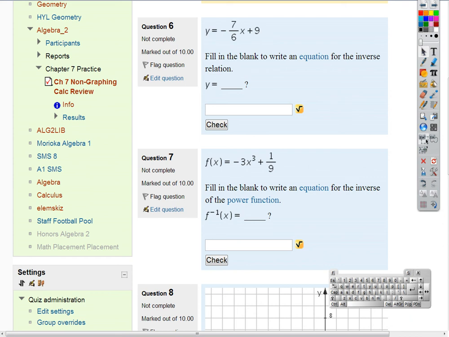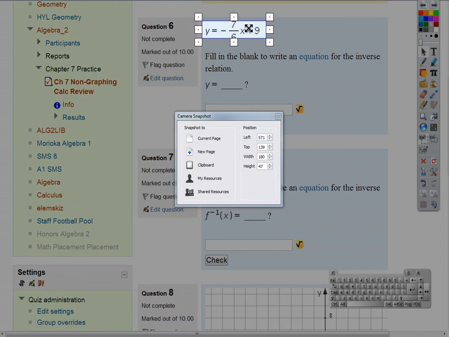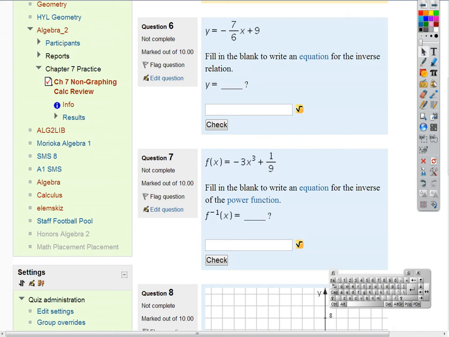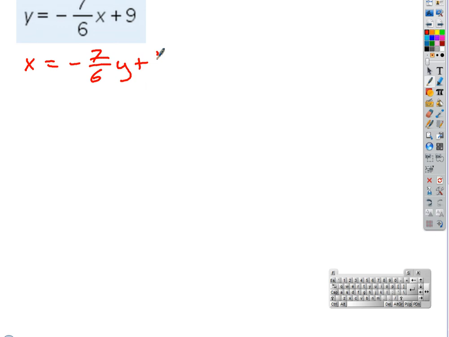So if I'm trying to find the inverse of this function. I think we talked about this. Oh, we did. We talked about all of this, but let's review a little bit. Okay, so we're just gonna swap the x and the y, right? So that's gonna give us x equals negative 7/6 y plus 9.